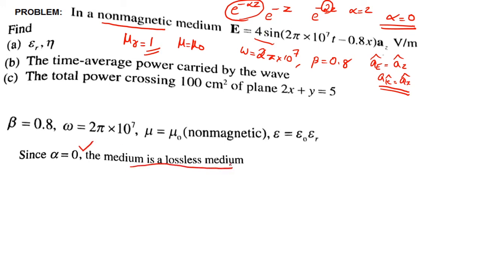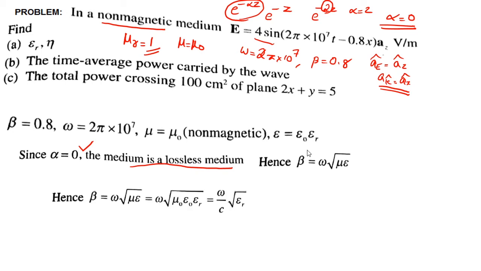So which equation can you substitute? In a lossless medium, beta is equal to omega square root of mu epsilon. So that equation we have to use. Beta is equal to omega square root of mu epsilon, and on substituting all those things, mu naught epsilon naught, you already know the value, that is 1 divided by c. So omega by c square root of epsilon r. Then the beta value, you know it as 0.8. C is from this equation, okay, hope you know that.